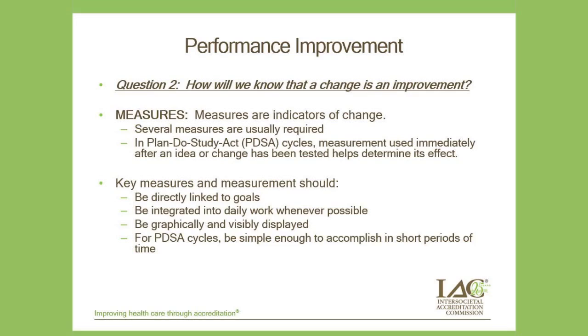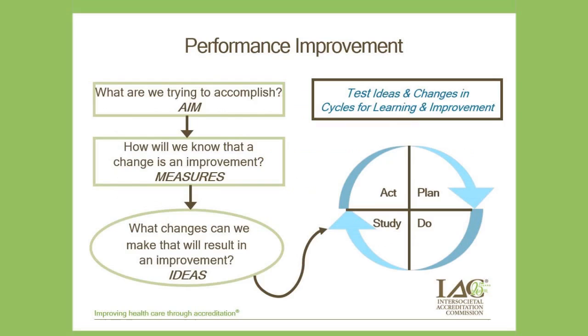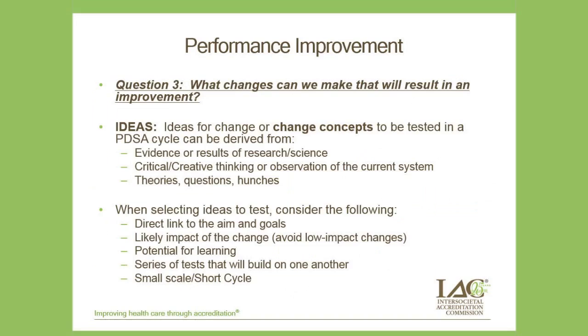Many of the elements reported back to you in the QI Self-Assessment Analysis Report can serve as a measure for a PDSA cycle. You have an aim. You've identified measures to determine if you're achieving your aim. Next, you need to think of ideas that will ultimately result in improvement in the quality score. So what changes can you make that will result in an improvement?